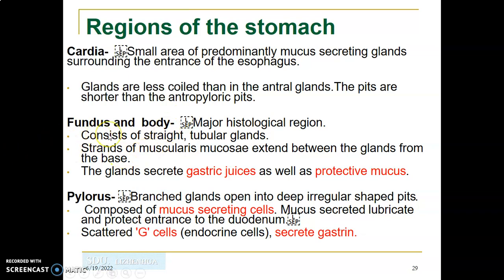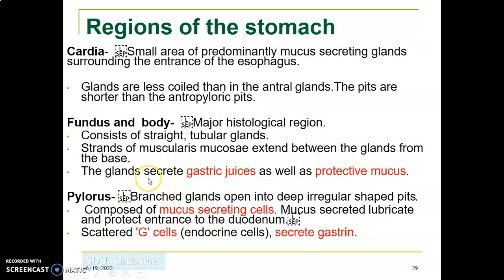Then we go to the fundus and the body of the stomach. These two regions have straight tubular glands, and muscularis mucosa extends between the glands. The glands in the fundus and the body secrete gastric juices and also secrete mucus, which is protective.